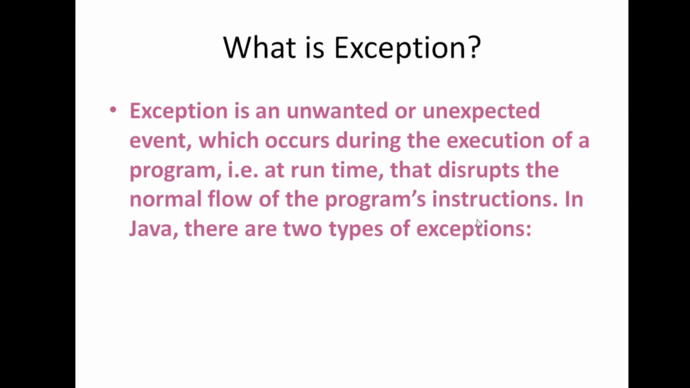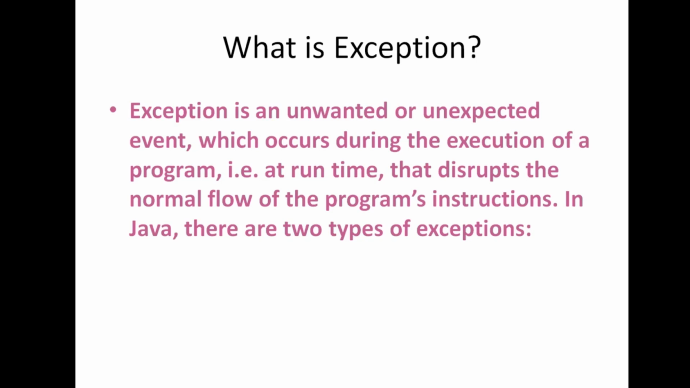So first of all, let's discuss what is an exception. In the previous video we already discussed the exception, what is an exception, how many types there are. You can check out my video. So now let's understand what is an exception. An exception is an unwanted or unexpected event which occurs during the execution of a program at runtime, that disturbs the normal flow of the program's instructions.